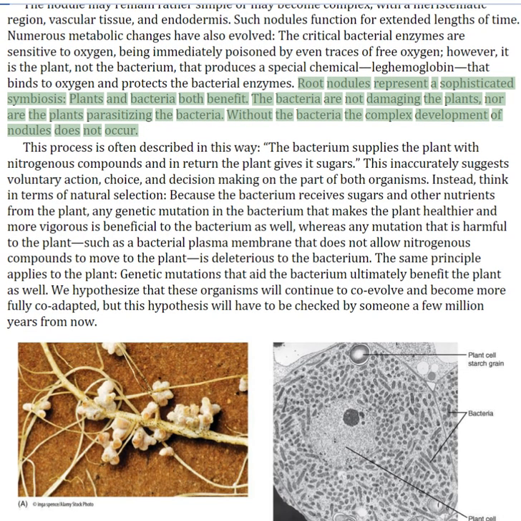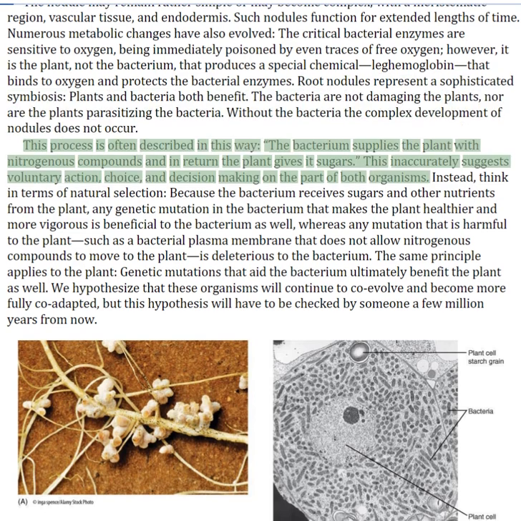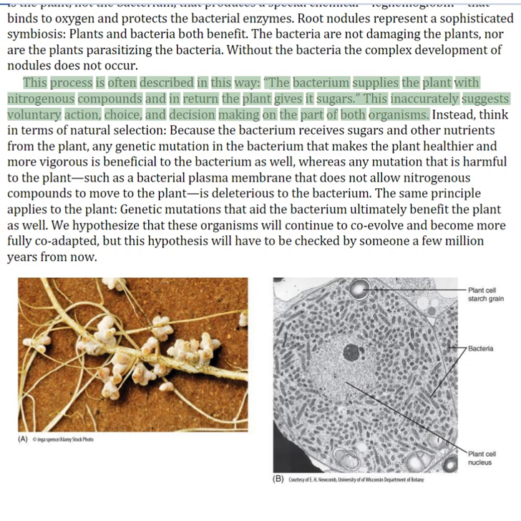Root nodules represent a sophisticated symbiosis. Plants and bacteria both benefit. The bacteria are not damaging the plants, nor are the plants parasitizing the bacteria. Without the bacteria, the complex development of nodules does not occur. This process is often described in this way: the bacterium supplies the plant with nitrogenous compounds and in return the plant gives it sugars. This inaccurately suggests voluntary action, choice, and decision-making on the part of both organisms.